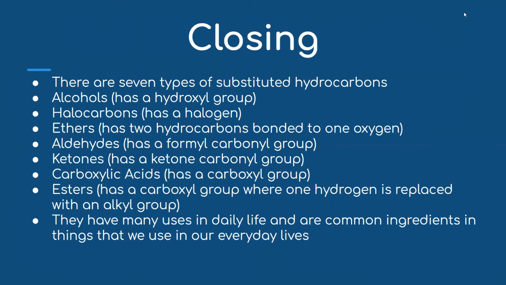In summary, there are 7 types of substituted hydrocarbons in which one or more hydrogens are replaced with a different group. Alcohols have hydroxyl groups that replace the hydrogen. Halocarbons have a halogen that replaces the hydrogen. Ethers have 2 hydrocarbons bonded to 1 oxygen. Aldehydes have a formal carbonyl group, and ketones have a ketone carbonyl group. Carboxylic acids have a carboxyl group. Esters have a carboxyl group where 1 hydrogen is replaced with an alkyl group. They have many uses in daily life and are common ingredients in things that we use in our everyday lives.